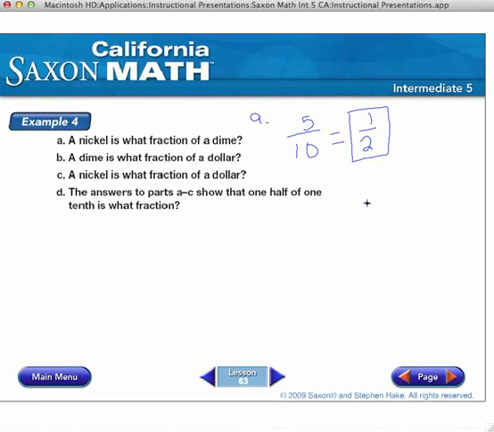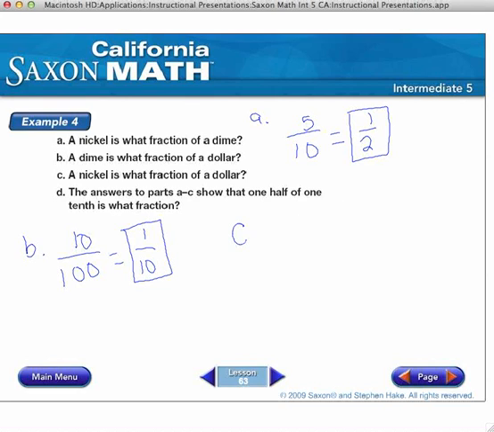B, a dime is what fraction of a dollar? Well, a dime is worth 10 cents. A dollar is worth 100 cents. So my fraction is 10/100ths. However, this can be reduced. 10 divided by 100 equals 1/10. So a dime is 1/10 of a dollar. I also know this because there are 10 dimes in a dollar. So 1 dime would be 1/10 of that.